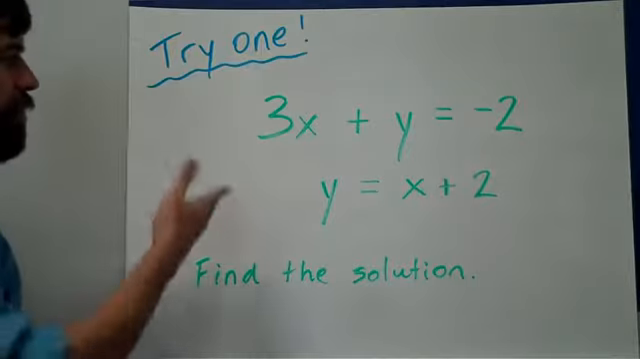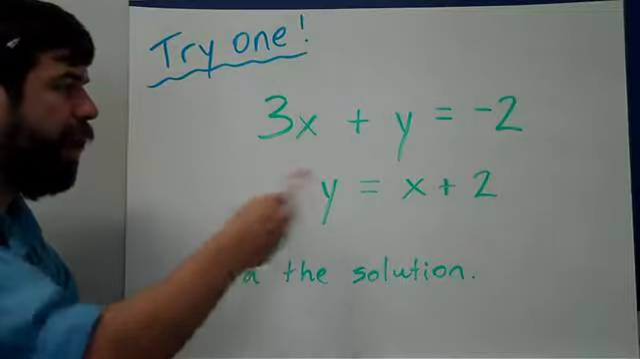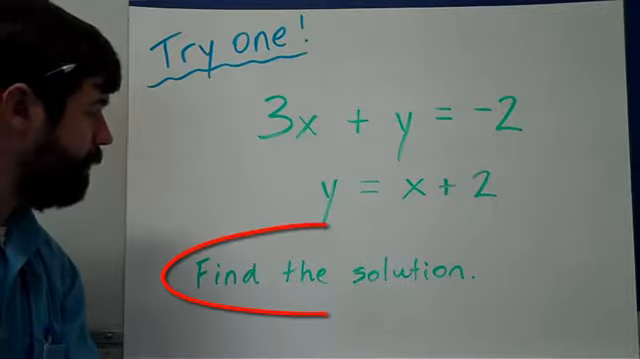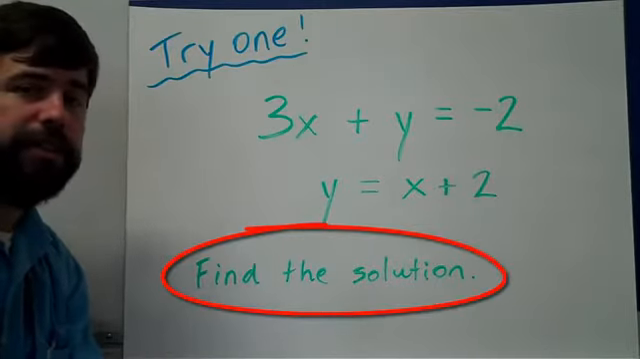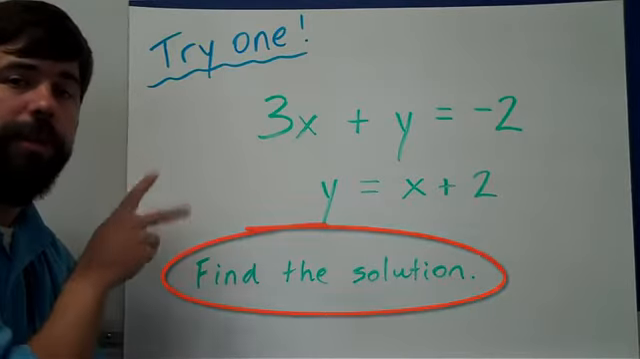Alright, so one for you to try. 3x plus y equals -2. Y equals x plus 2. I just want you to find the solution. What is a value for x and y that will work for both equations?